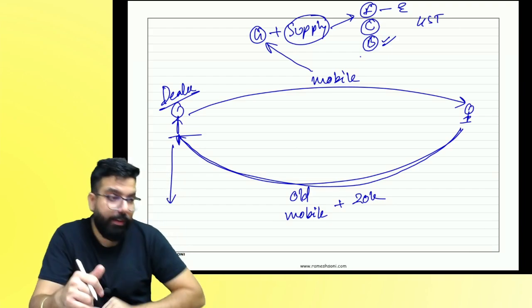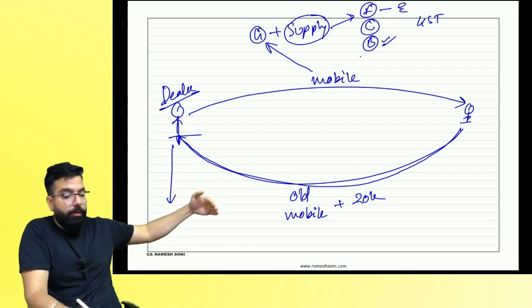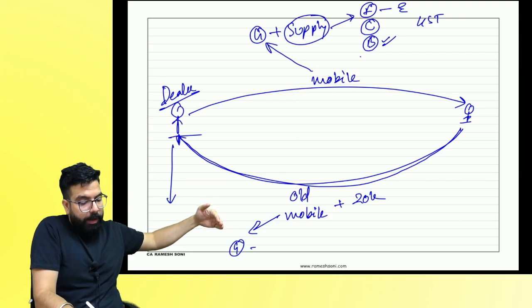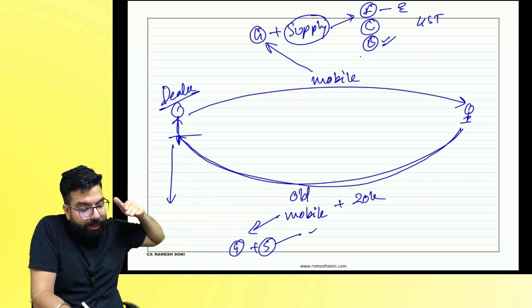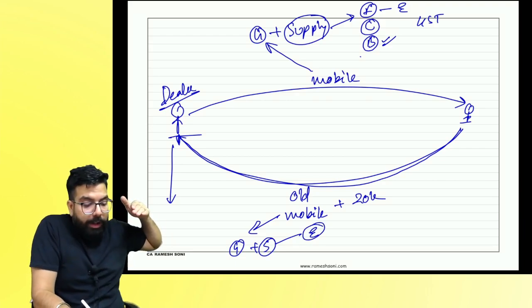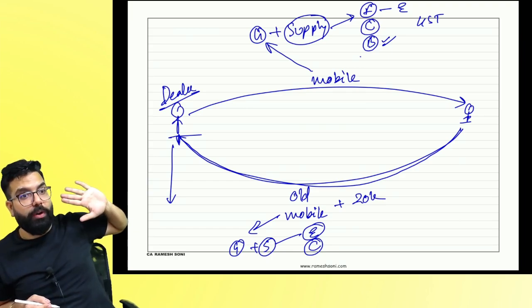Okay. Let's see from your angle. You gave me an old mobile. Is an old mobile goods? Yes. Is it supply? You gave me an old mobile and took a new mobile. It's an exchange for you also. Is it for a consideration? Giving an old mobile and taking a new phone. The new phone is a consideration for you.